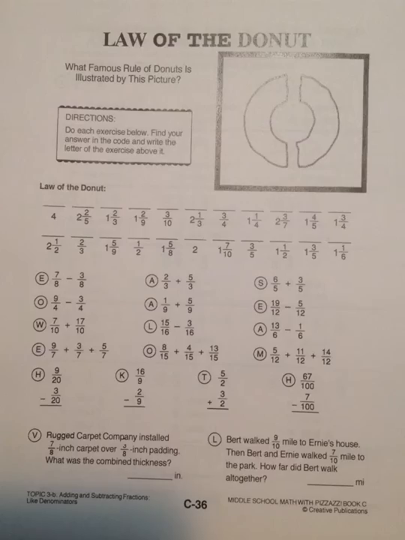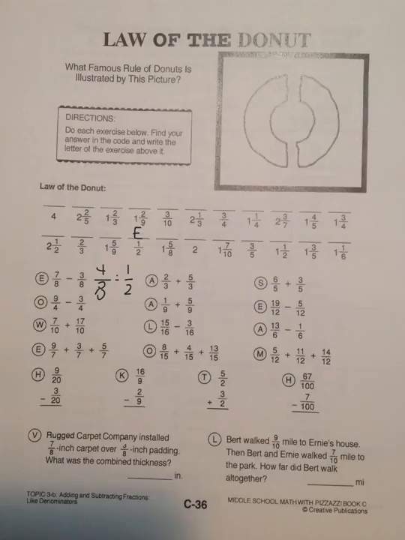And lastly, we have another silly puzzle, adding and subtracting fractions with like denominators. So E is 7/8 minus 3/8. 7 minus 3 will give you 4/8, and 4/8 simplified will give you 1/2. And you can see that that's right here.